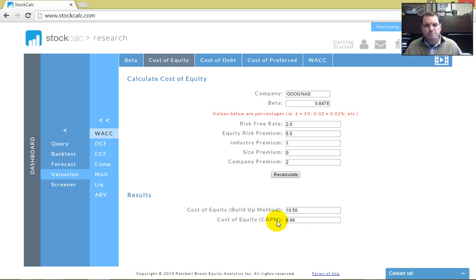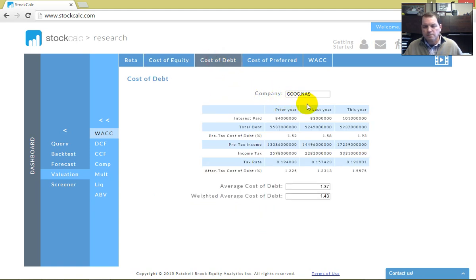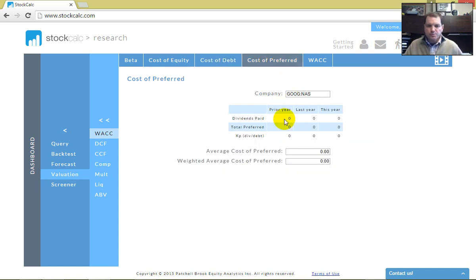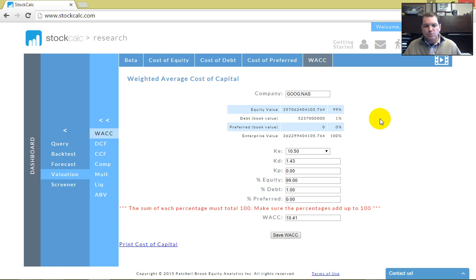Cost of debt is what it costs the company to service the debt that it has, basically the interest divided by the debt. And debt, in terms of the cost of debt, is an after-tax cost, so we actually reduce it by the tax rate. If the company has preferreds, we basically take the dividends divided by the total preferreds to come up with a cost of preferreds, and then we use the WACC to pull this all together.